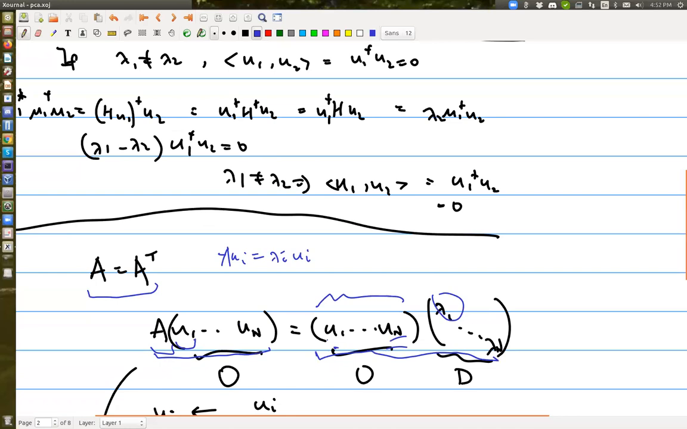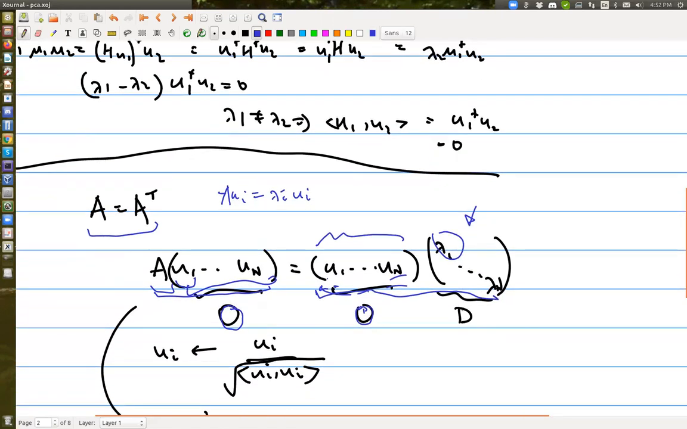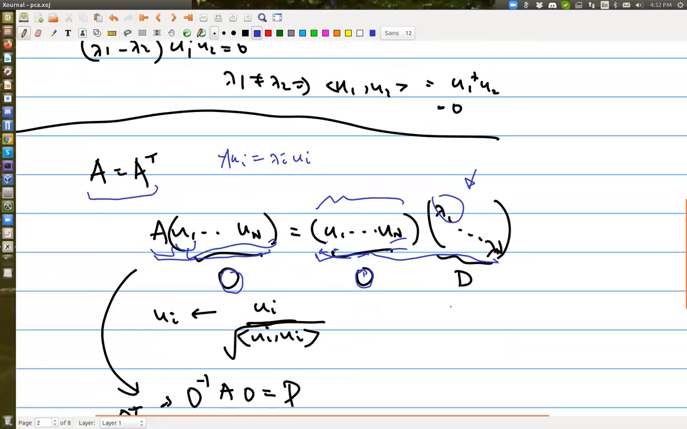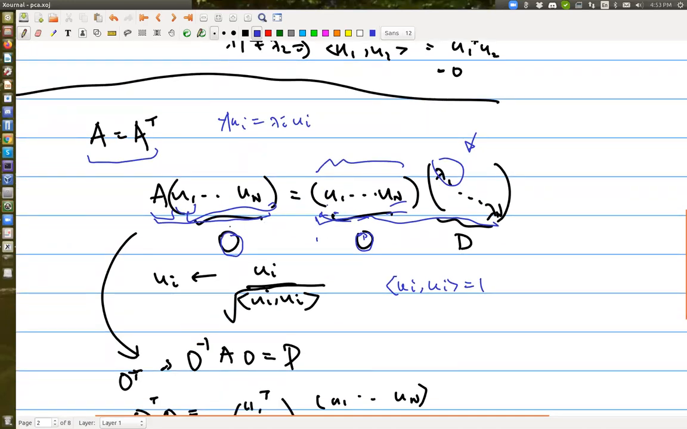When I write it in this way, I can call this matrix O, the same matrix O here. And A O is equal to O times D, where D is a diagonal matrix. I can also normalize U here. If I assume they are all normalized, then I have the norm of U_i equal to 1. Then if I multiply O inverse on both sides, I have O inverse A O just equal to D.